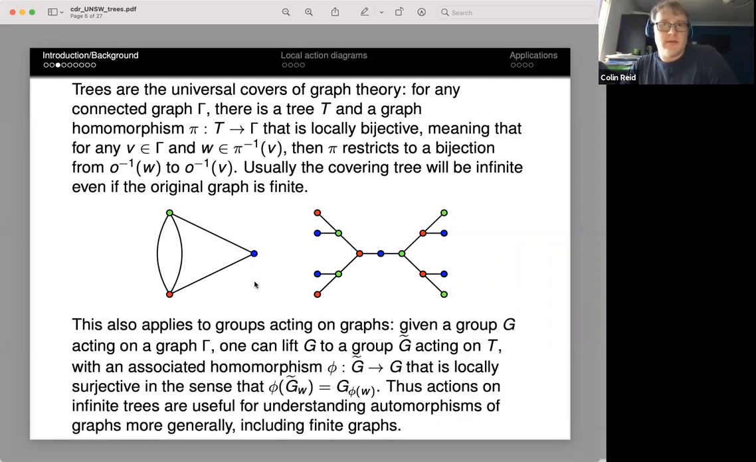Now, this kind of universal cover idea also applies to groups acting on graphs. So given a group acting on a graph, you can lift it to another group acting on a tree. And in general, this will be a much bigger group with an associated homomorphism that's locally surjective, in the sense that if you take a vertex stabilizer of the group acting on the tree and map it to the group acting on the graph, it will give you the vertex stabilizer of the group acting on the graph.